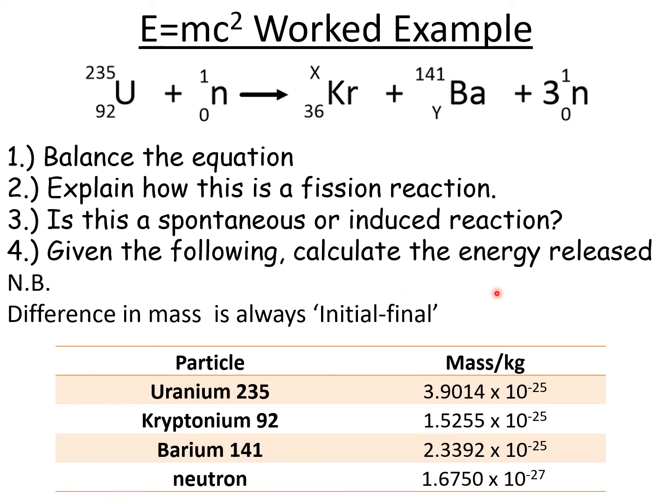Now, the only thing to note here is that the mass defect is always given by the initial mass minus the final mass. So this is the one time where we do an initial minus a final to find the difference. And the reason for that is because, remember, our reactants lose mass, which is converted into energy. So let's look at how to do each of these questions in turn.